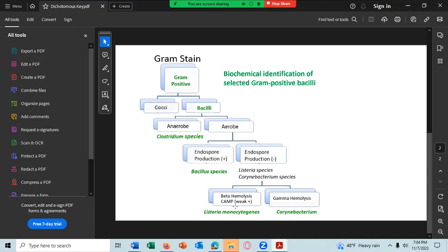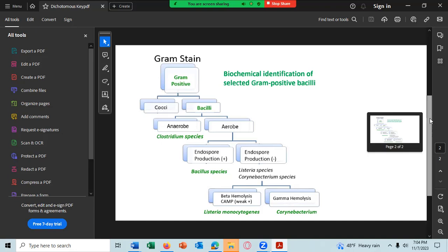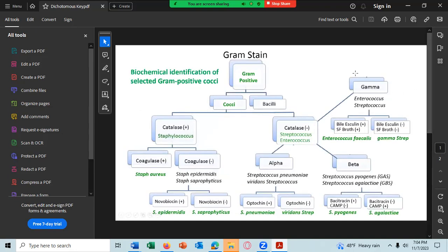And I don't know if they do the CAMP test. Listeria is also weakly CAMP positive, meaning partially CAMP positive. Any question about any of that?